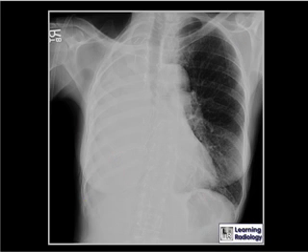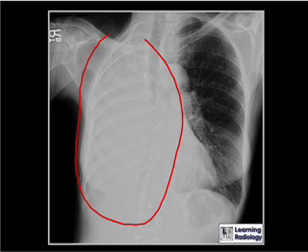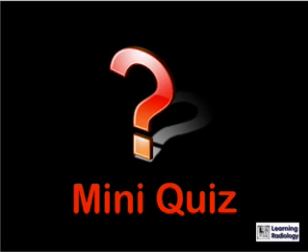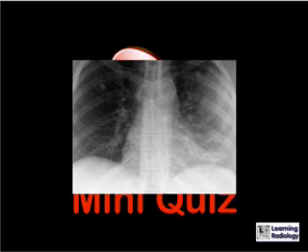Here's another example. In this case, there is opacification of the entire right hemithorax, and we no longer can see any of the structures on the right side of the heart, the ascending aorta or the right atrium, because they are being silhouetted out by the lack of air in the right hemithorax. In this case, the patient has had a pneumonectomy and the right hemithorax has been filled with fluid and fibrous tissue. So here's a mini quiz that uses the silhouette sign.